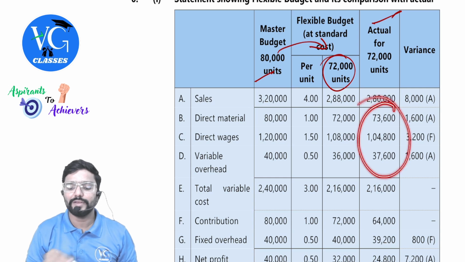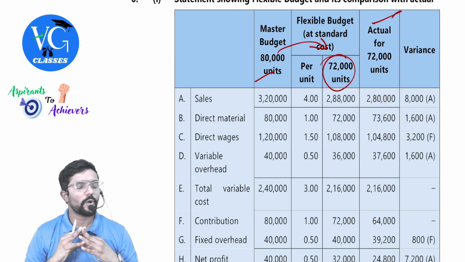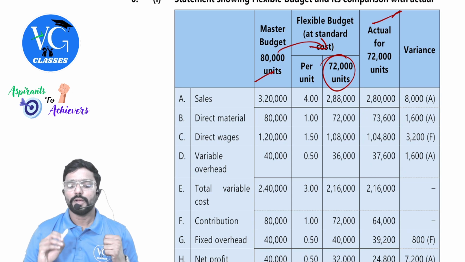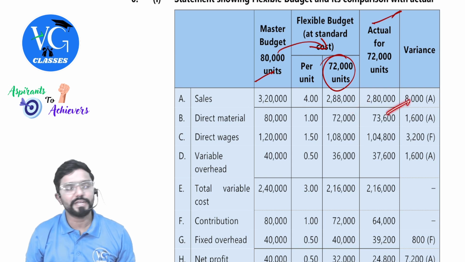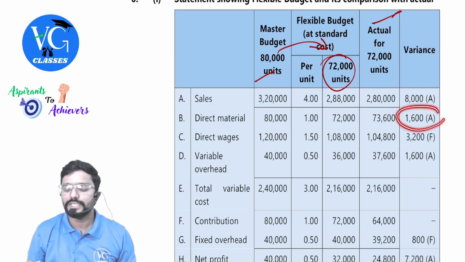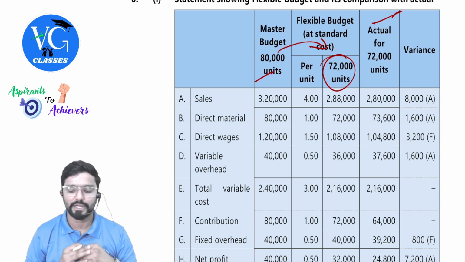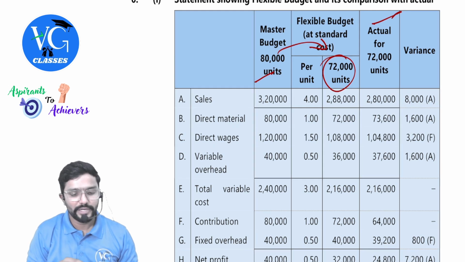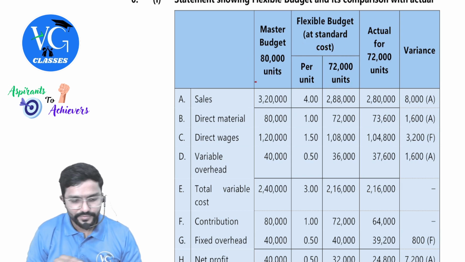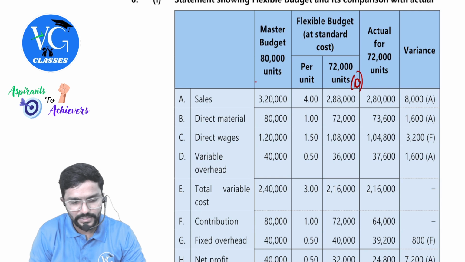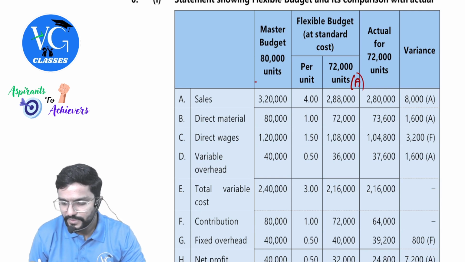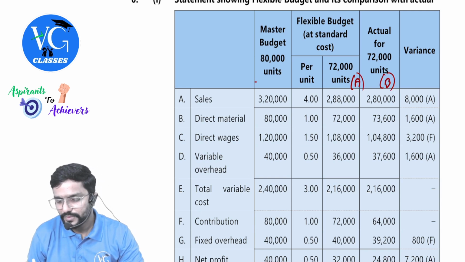And actual figures, whatever is given in the question, copy paste, guys. So, what was the standard material cost? 72,000. But actually, you have incurred 73,600, 1,600 extra. Adverse, yes, sir. Here, please calculate. Let me give a notation if you want. Let me give this A and this B. So this would be A minus B.